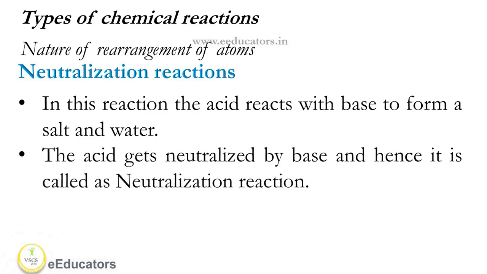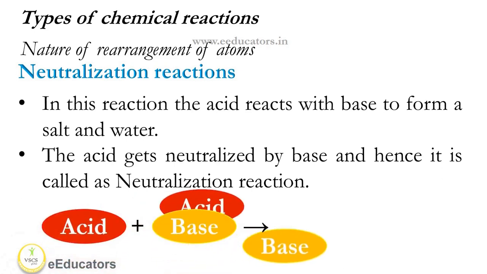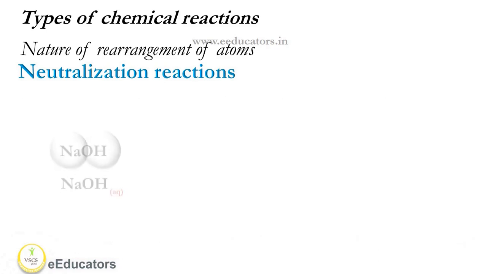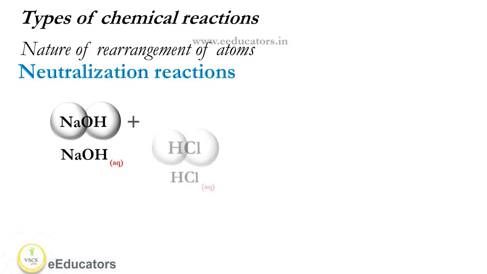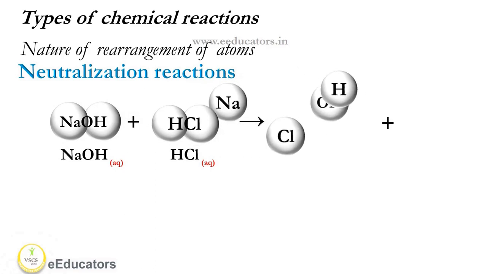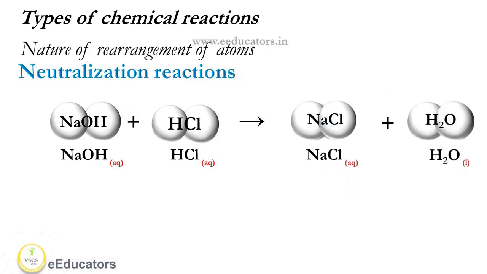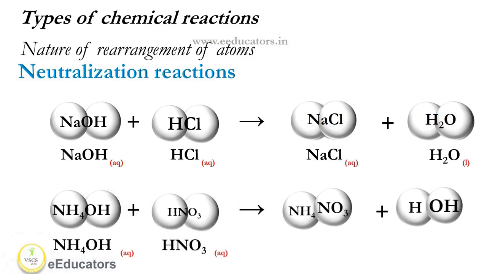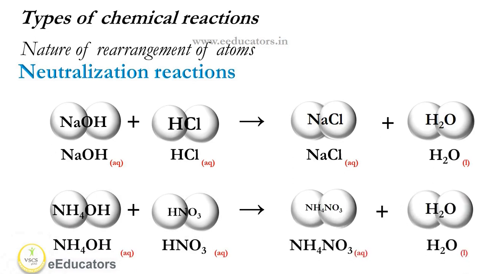Schematic representation of neutralization reactions. Acid reacts with base and forms the products salt and water. When sodium hydroxide reacts with hydrochloric acid, sodium and hydrogen displace or replace one another and form the products sodium chloride and water. Another example is when ammonium hydroxide reacts with nitric acid. Ammonium and hydrogen displace or replace one another and form the products ammonium nitrate and water.